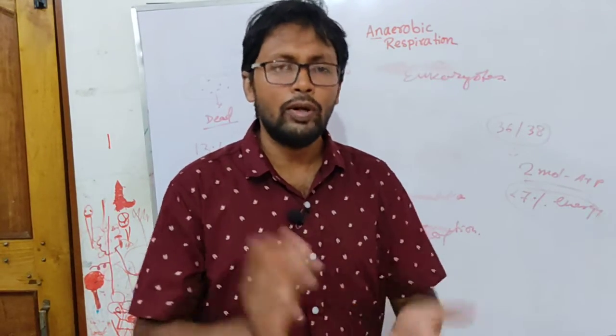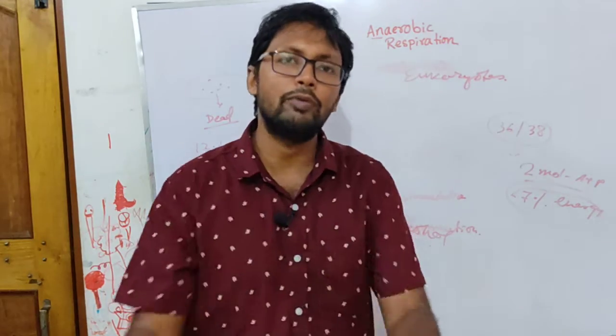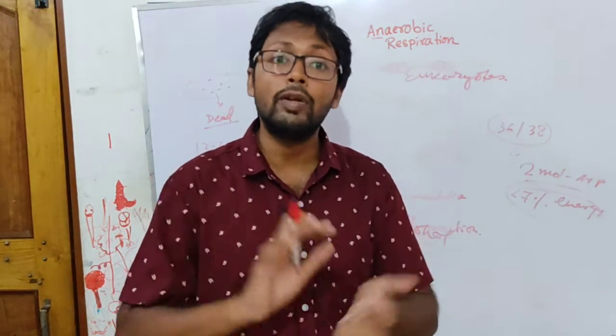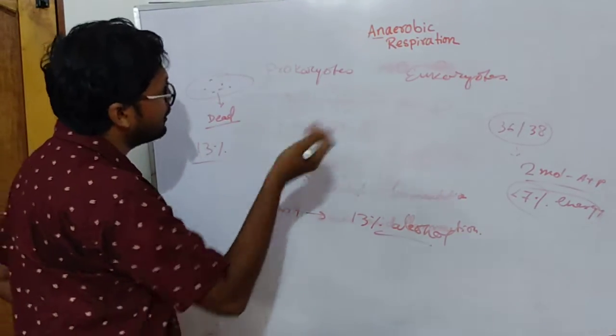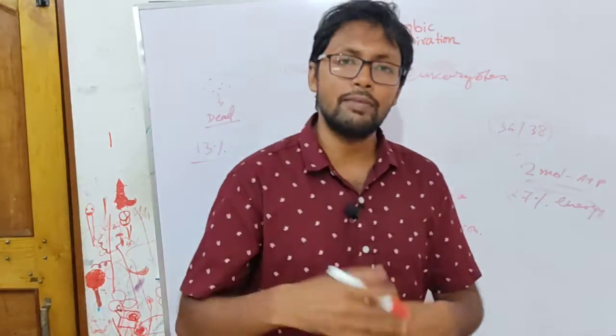After 13%, what will happen? After 30%, they will be killed. They are toxic. That is, more than 13% alcohol is toxic for the yeast themselves. That is, the yeast मर जाएंगे.